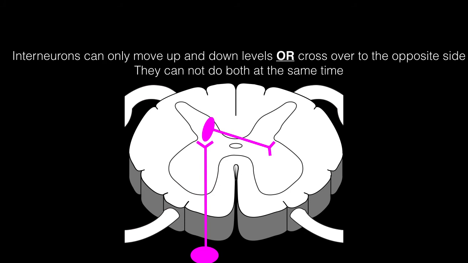And here's the rules for interneurons. Interneurons can move up and down levels or cross to the opposite side. You can't do both at the same time. So if I need to go up and cross, this is what it looks like. You just want to think of them as an elevator, and then you have the moving walkway bridges. They just go in one direction, up and down, or horizontally, never at the same time.